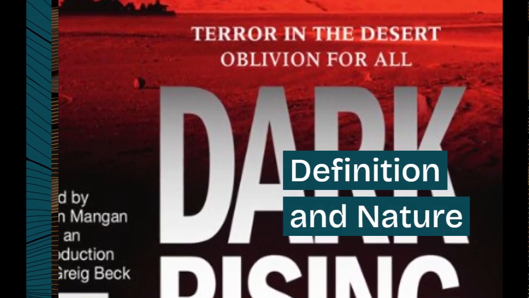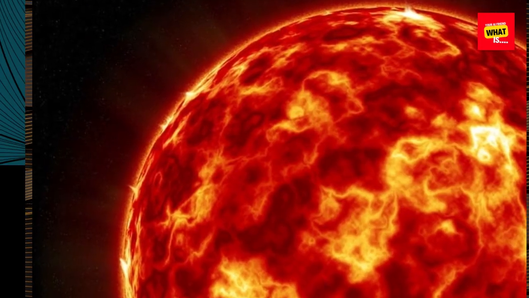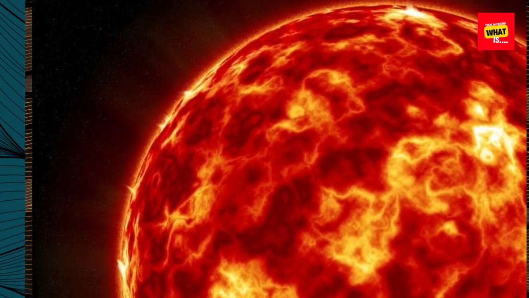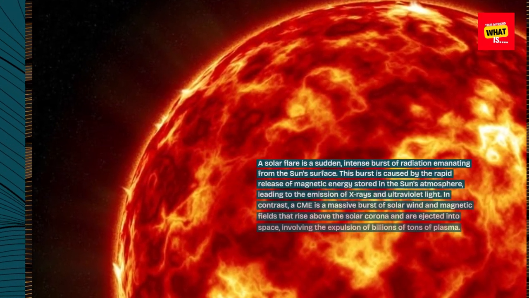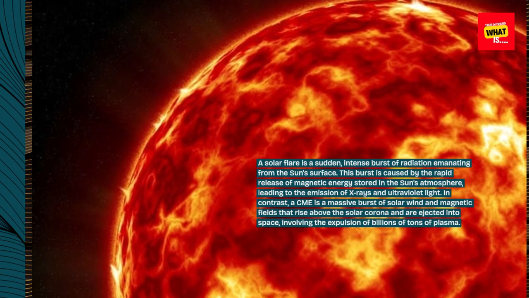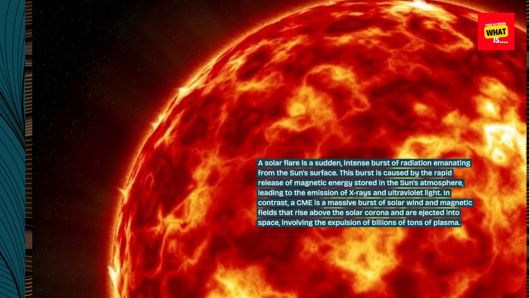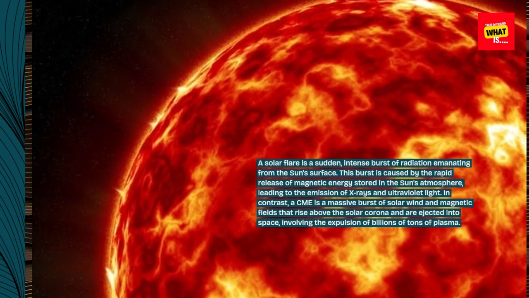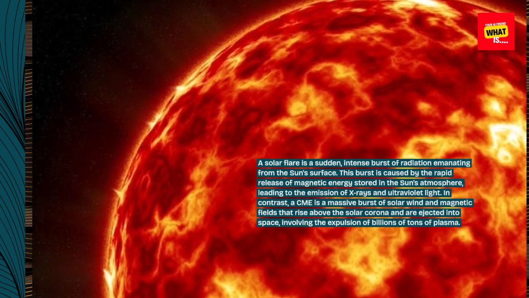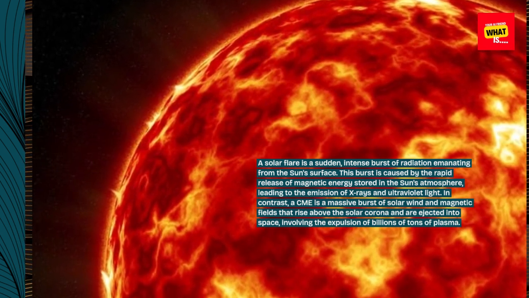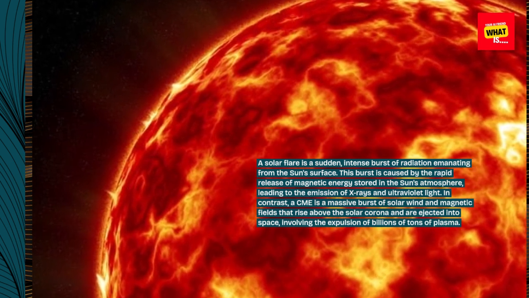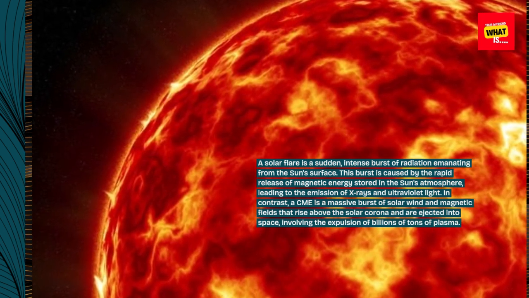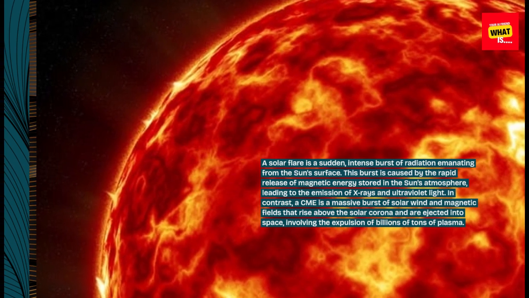Definition and nature. A solar flare is a sudden, intense burst of radiation emanating from the Sun's surface. This burst is caused by the rapid release of magnetic energy stored in the Sun's atmosphere, leading to the emission of X-rays and ultraviolet light. In contrast, a CME is a massive burst of solar wind and magnetic fields that rise above the solar corona and are ejected into space, involving the expulsion of billions of tons of plasma.